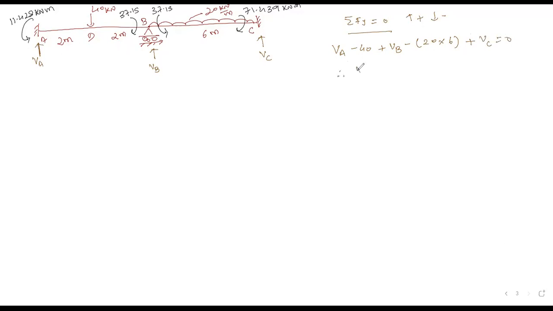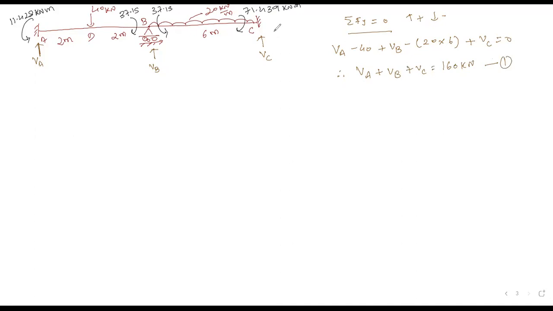So we will get one relation: VA plus VB plus VC should be equal to 20 into 6, that is 120, plus 40. Our total load acting on the beam is 160 kilonewton. Yes or no? Say this is equation number 1.